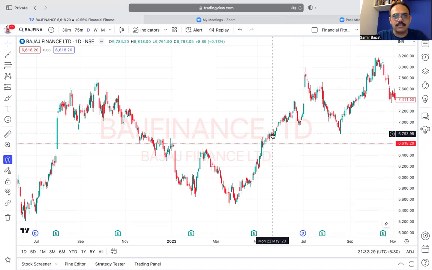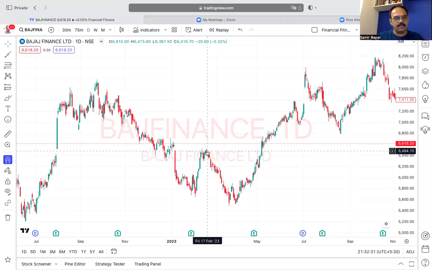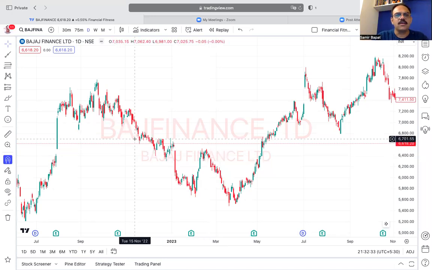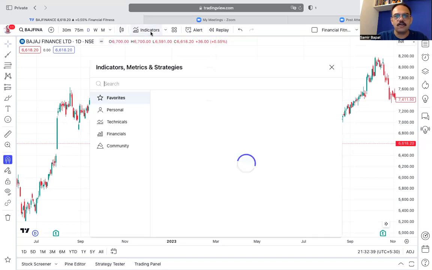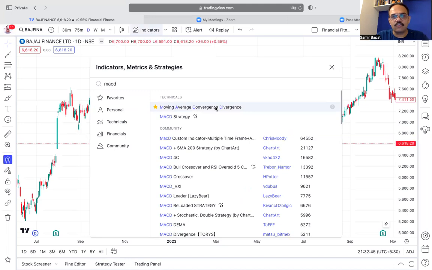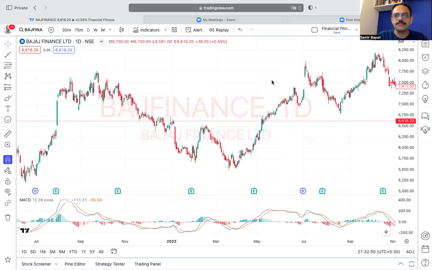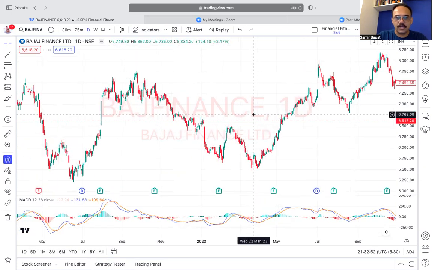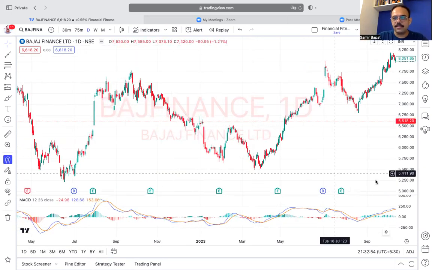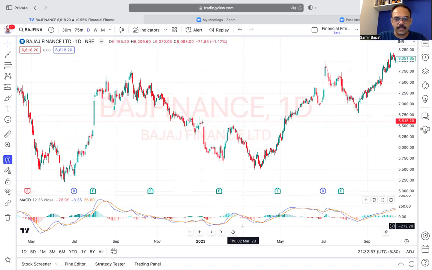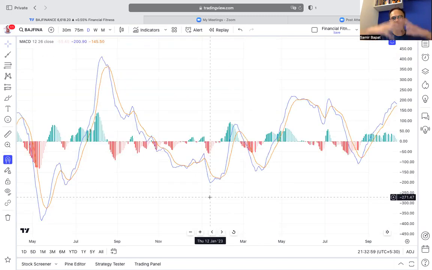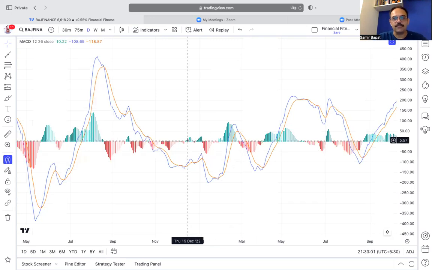Okay, so let's go ahead. We have a chart of Bajaj Finance. What we will do is first, we will apply the indicator of MACD. So it is moving average convergence divergence. So we have applied MACD indicator to this. Now, let me take you through the MACD part of it. To take you through this, I will just bring it on the full screen.